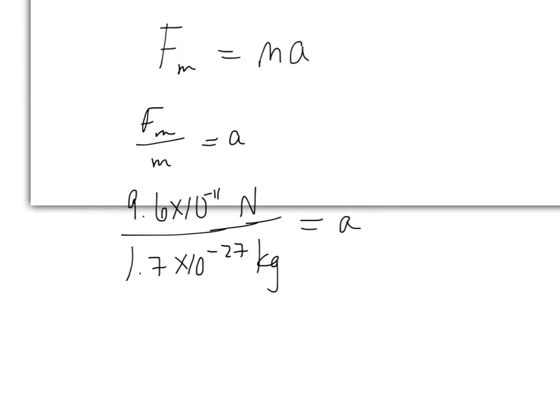We're going to get a very large acceleration here. Okay, we're taking a number like negative 11, dividing it by negative 27. So you technically have to do, when you think about your laws of exponents, negative 11 minus negative 27. So you're going to get something to the positive 16 or something like that. 5.6 times 10 to the positive 16. 16? Yeah.